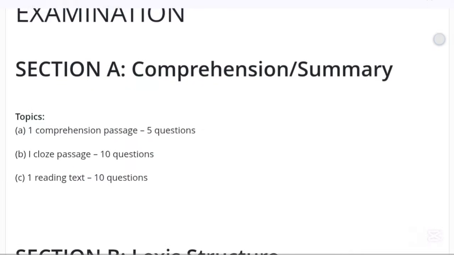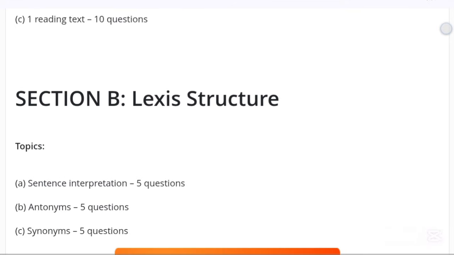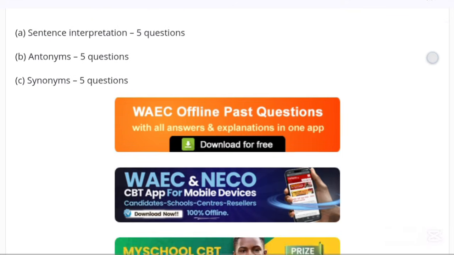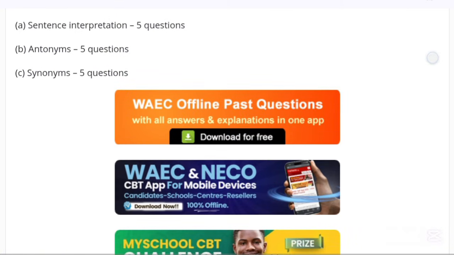Now, I'm going to also talk about the exam structure of the subject English. I'm going to talk about how many questions they are setting in each subsection. I'm just going to list it out for you right now. The structure of the examination: the comprehension is 5 questions, closed passage is 10 questions, reading text is 10 questions. Then for lexis and structure, sentence interpretation is 5 questions, antonyms is 5 questions, synonyms 5 questions, sentence completion 10 questions. That's it for lexis and structure.